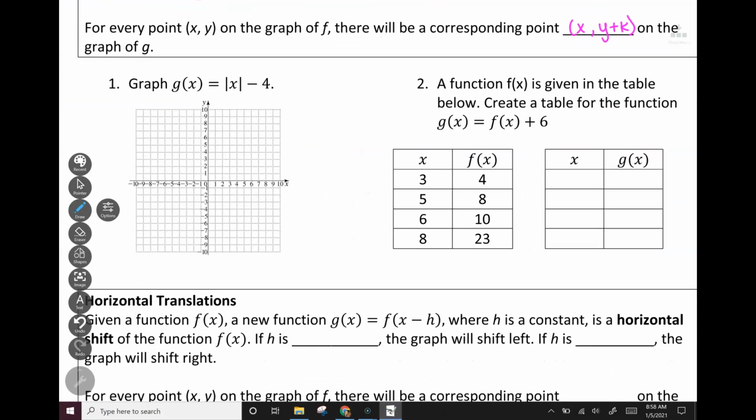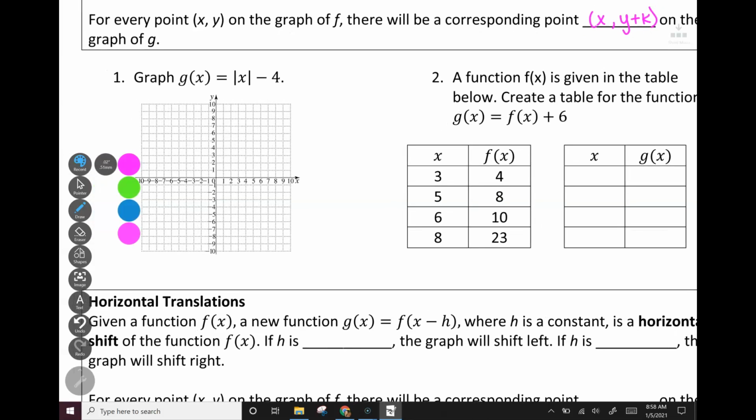So let's look at some examples. On all of these examples, I am going to graph the parent function first. So right now we're looking at the absolute value function. So let's graph the parent function. Vertex at (0, 0), slope of 1, and negative 1 on the left-hand side. So I'll sketch my line through those points. All right, so this is the parent function.